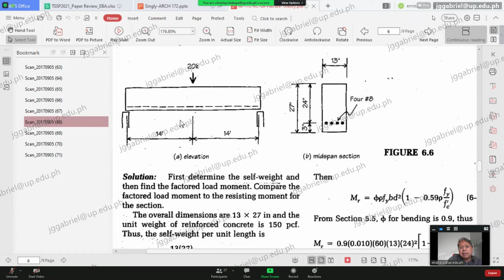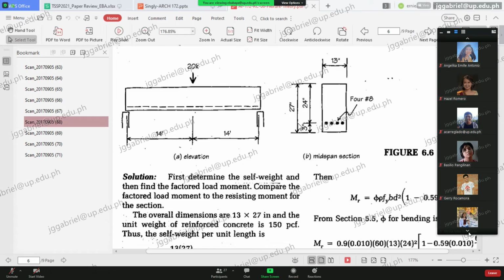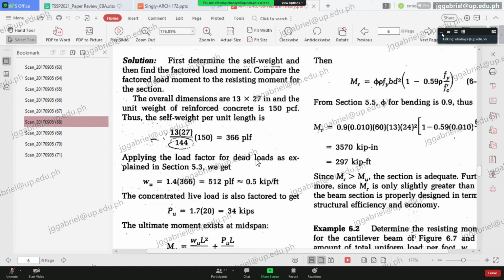It is 28 in length, 14, 14. And these are its reinforcement. This is 4 number 8 bars. Total height is 27 inches, and d is 24. This is the center line of your reinforcements, 3 inches from the bottom surface. As we've said, we will account for the dead load. First, determine the self-weight, which is the dead load.